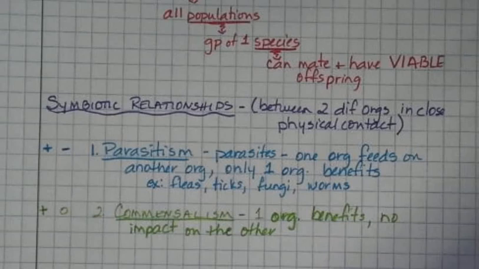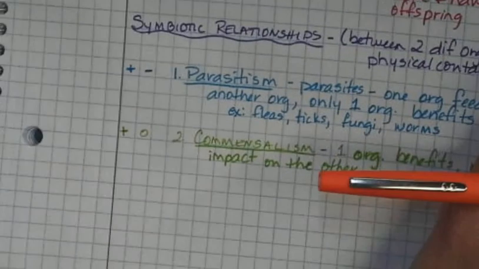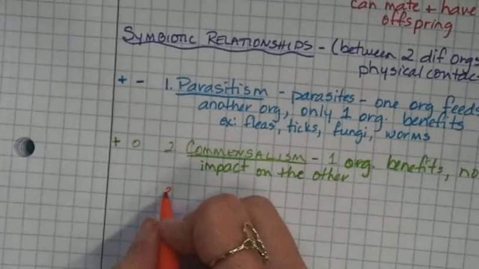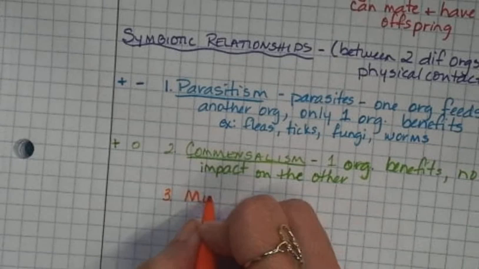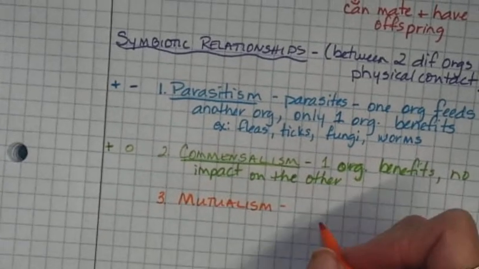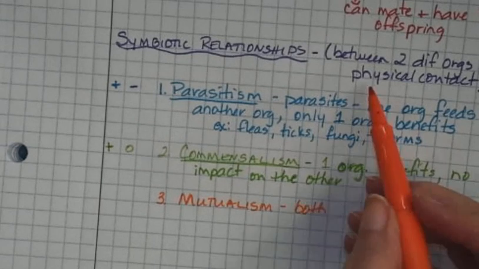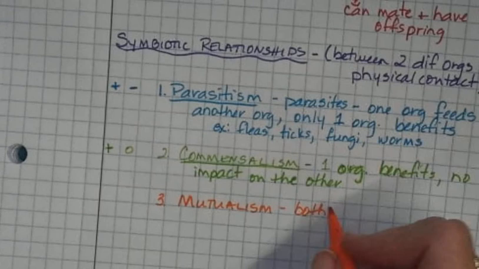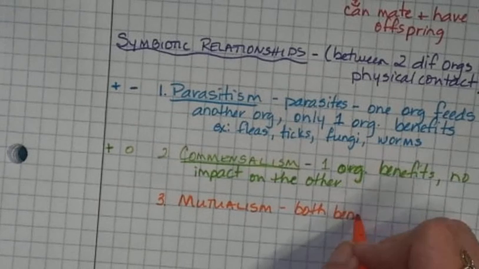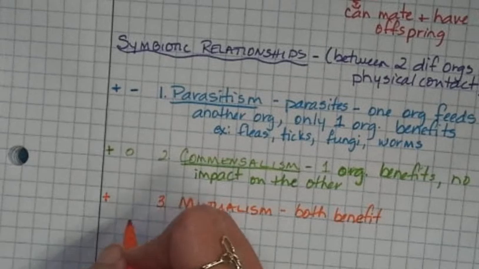And then the third one is mutualism. Mutualism is both organisms. Again, they're all going to be in close physical contact, but both organisms benefit. So it's good for one, and it's good for the other.